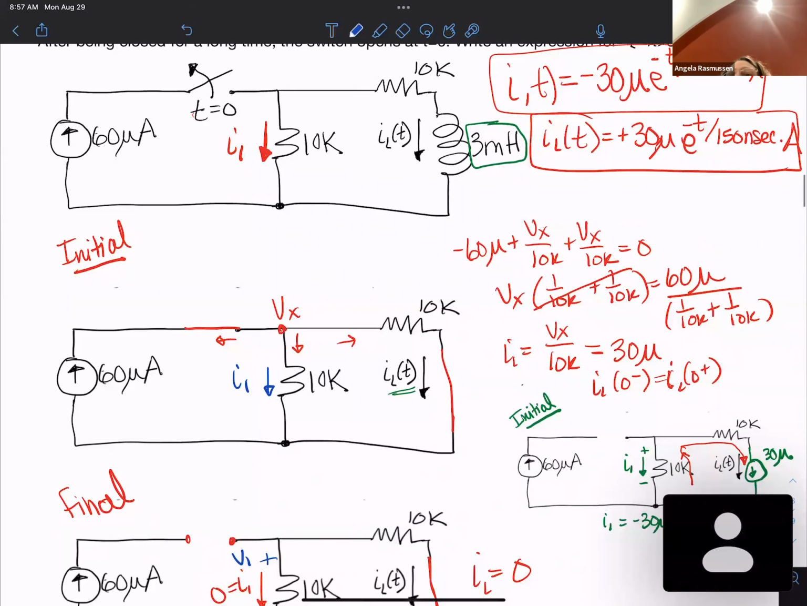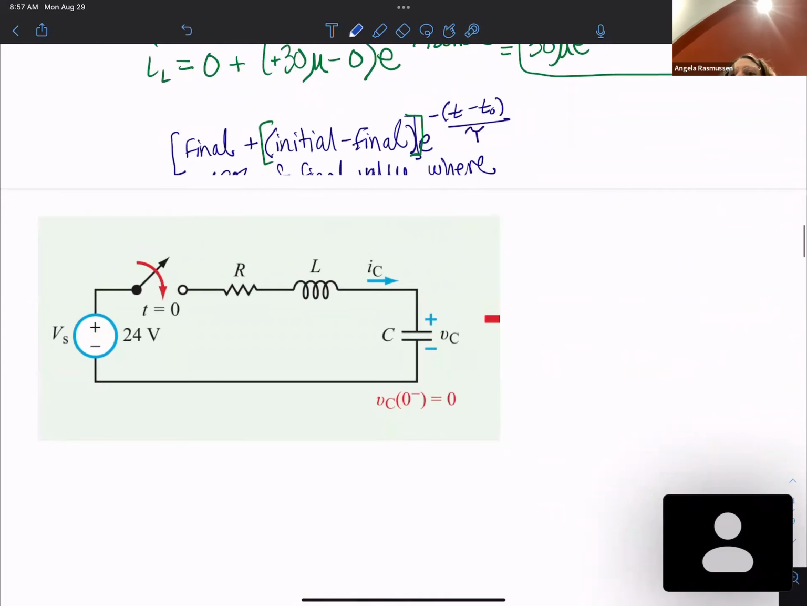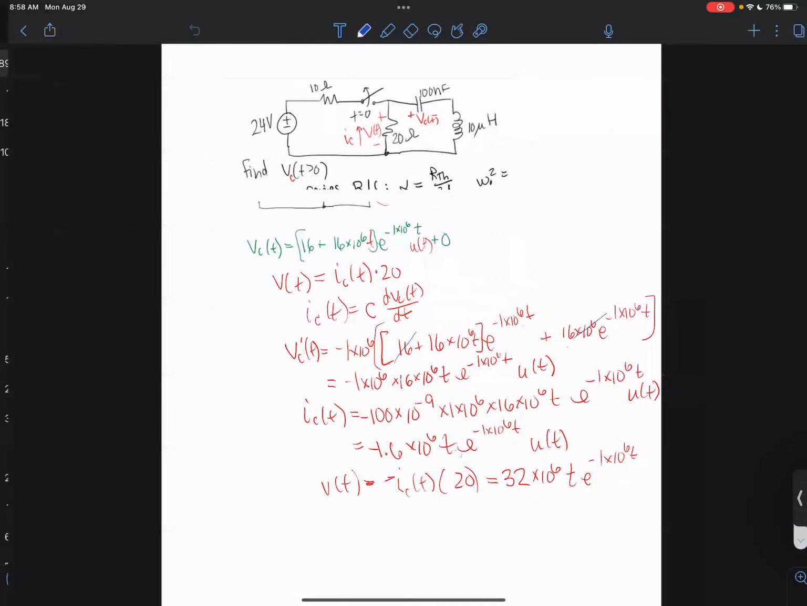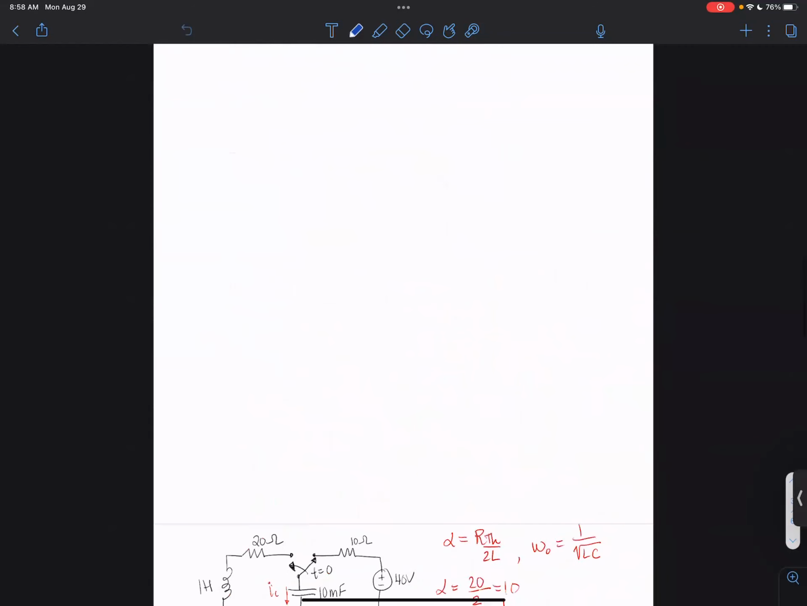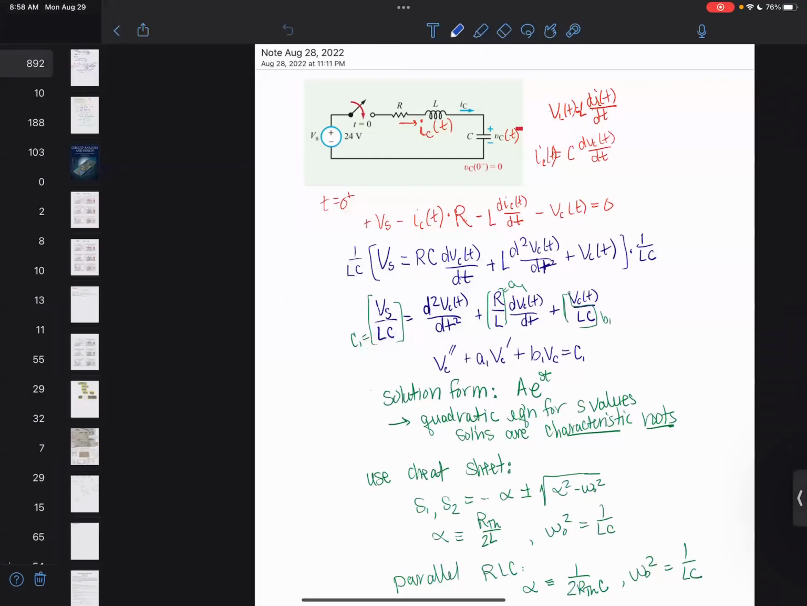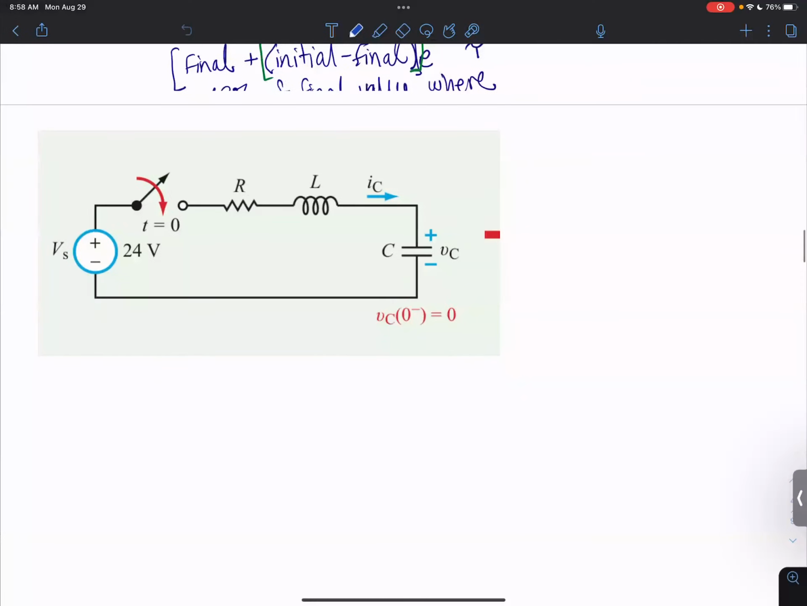All right, so now we're going to move on to RLC. So far we've only looked at circuits with one R and one L, and then a different circuit with R and one C. Now we want to look at what happens when we have a combination of RLC. Oops, wrong lecture too. Okay.